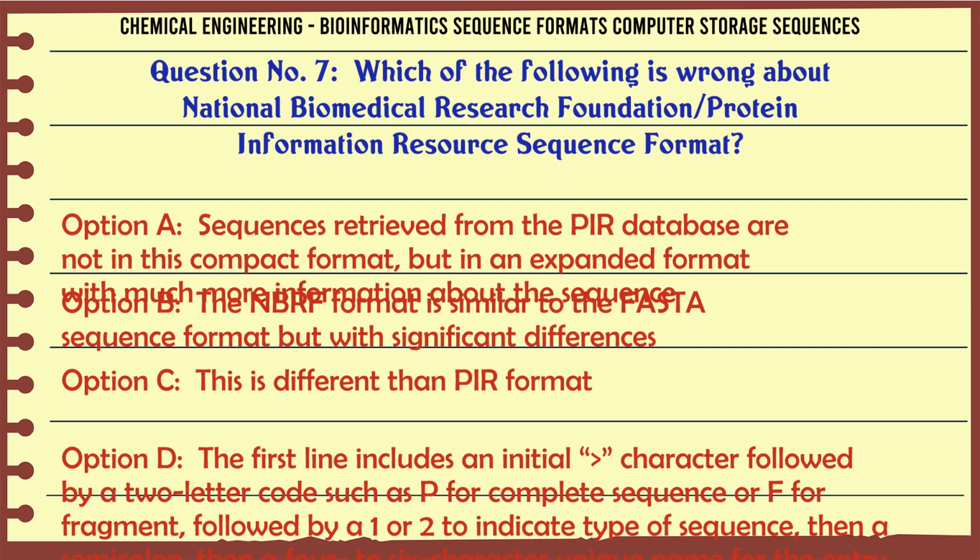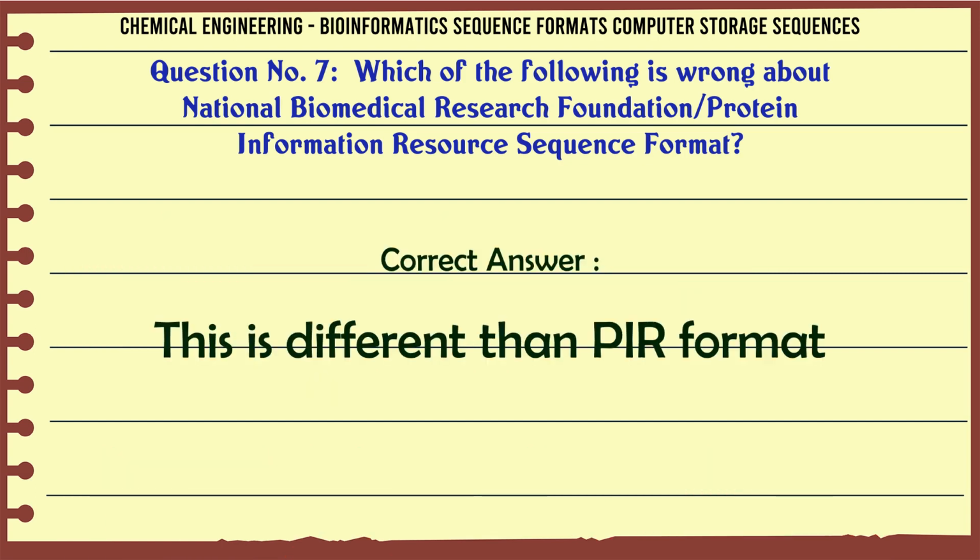D. The first line includes an initial character followed by a two-letter code such as P for complete sequence or F for fragment, followed by a 1 or 2 to indicate type of sequence, then a semicolon, then a 4 to 6 character unique name for the entry. The correct answer is: this is different than peer format.